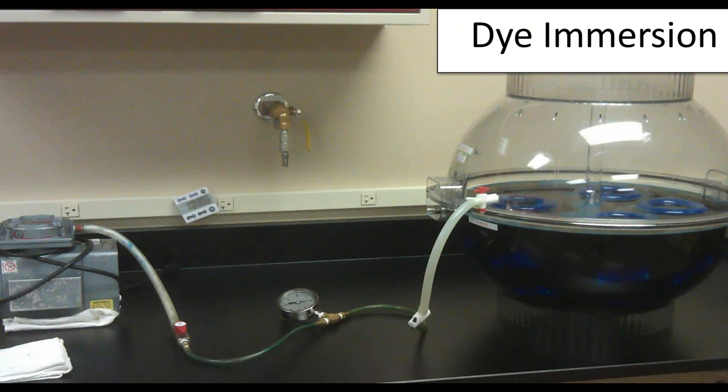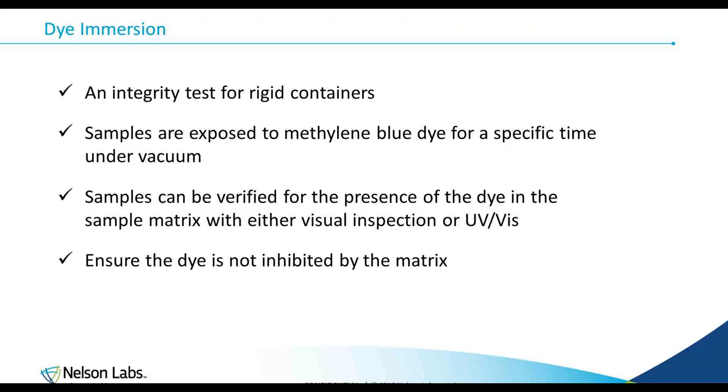There's a dye immersion test. These are for vials in rigid containers. It's in the tank. It's only for rigid containers. You cannot put flexible containers in here. This is where the samples are put into a dye, cleaned, and then put through a vacuum. And then, using a UV, we look for any kind of leaks through, or if any of the dye migrated into the vials. It cannot be used with drug products that are viscous or oily.